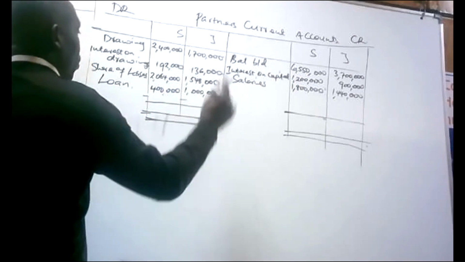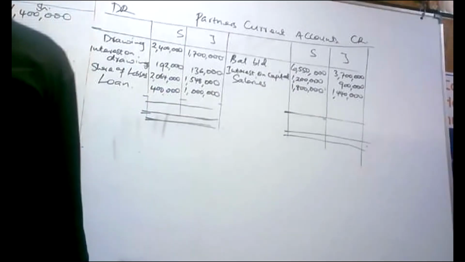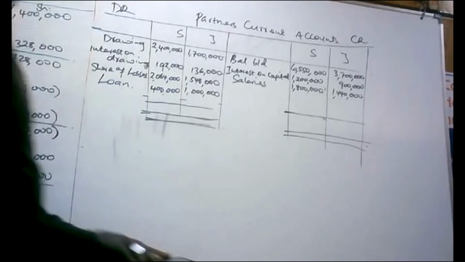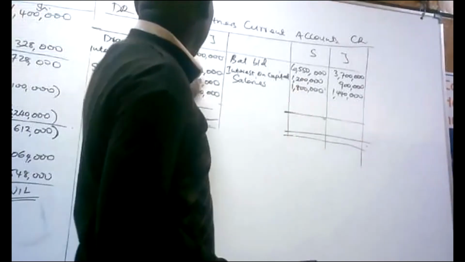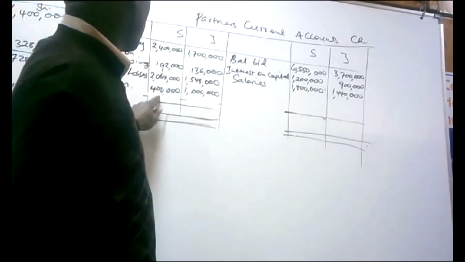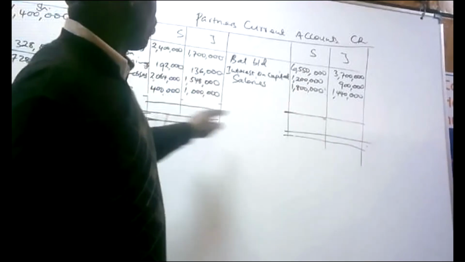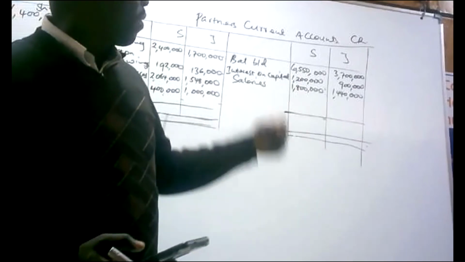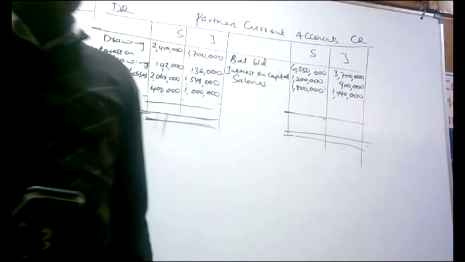I don't want to teach you how to balance. I know you can do that comfortably. Add for this side, add for this side. Then if this side has more, then there must be a balance carried down here so that the totals can be the same. The same case applies to job.